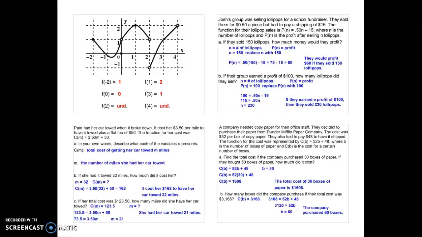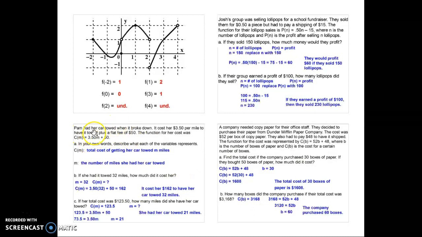Now, writing your answer in sentence form, the easiest thing you can do is go back to the question and reword it. Okay? If their group earned a profit of $100, then they sold 230 lollipops. So it's the same wording and format of the question. You're just changing it into your answer now. Right? So if that part gets you stuck, go back and just reword the question. Okay.